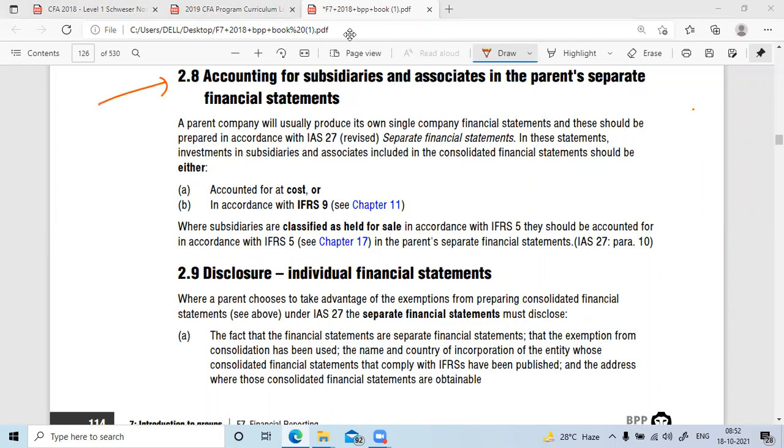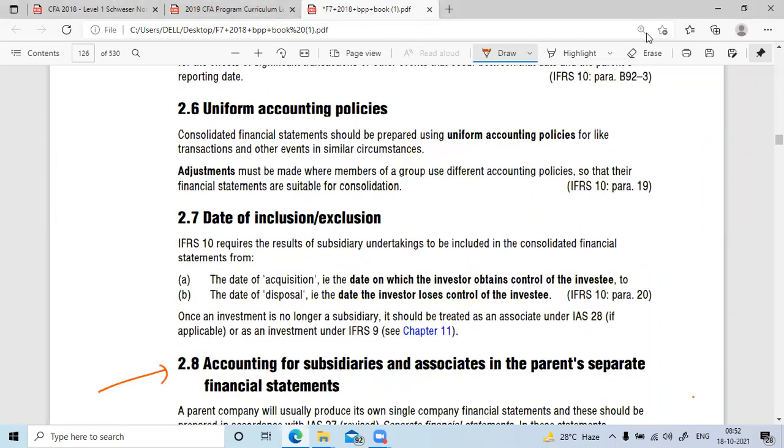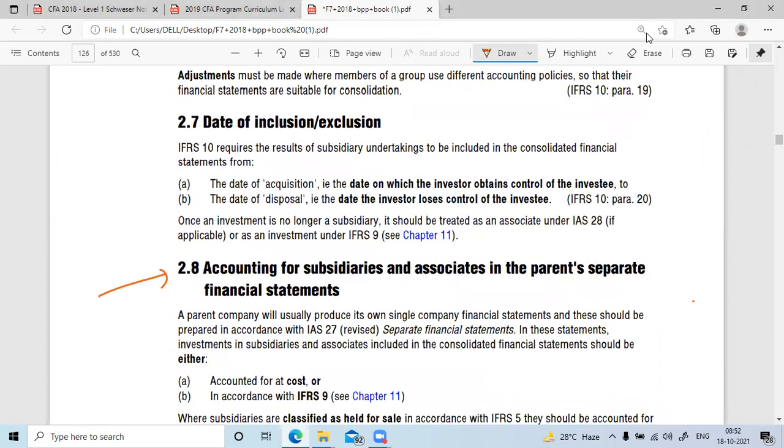So that day we discussed from here. We discussed till here, correct? All of you, please. Hello. Yes, sir. Yeah, we discussed till date of inclusion or exclusion. Am I right? Till here? No, I think we discussed till here.